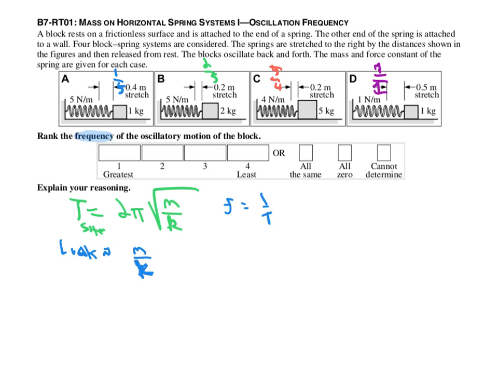If we were to order the periods, the ordering for T, we can see that the greatest one is C, and then the next one is D, and then the next one is B, and the next one is A, which means if we want to instead rank the frequencies, we just reverse it. A is more than B, is more than D, is more than C.